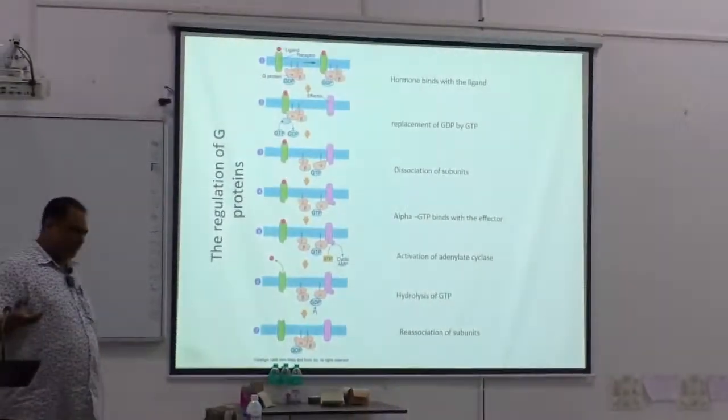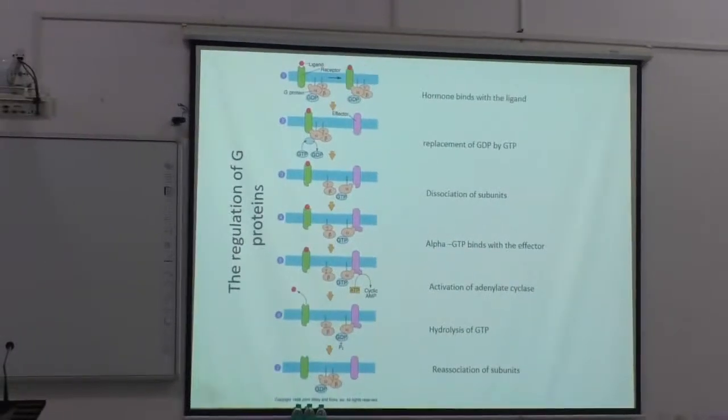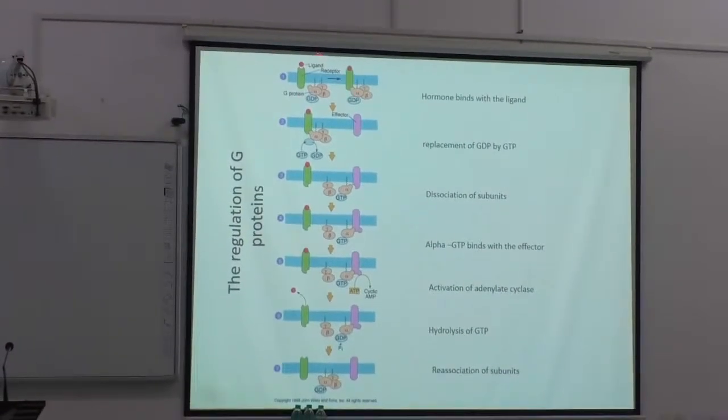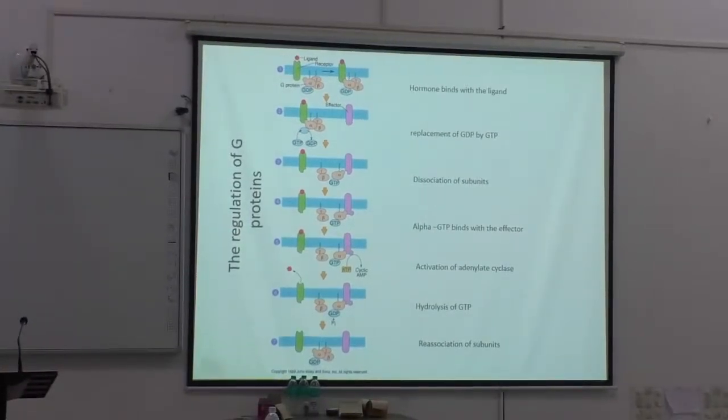So this comes sometimes, they ask anyway. Now the series of events I want to explain here. This red dot is the ligand. It binds with the receptor. The binding to the receptor triggers some conformational change in the G protein.